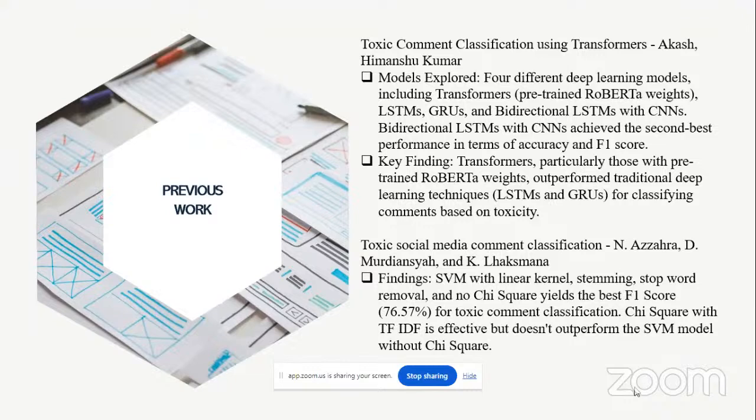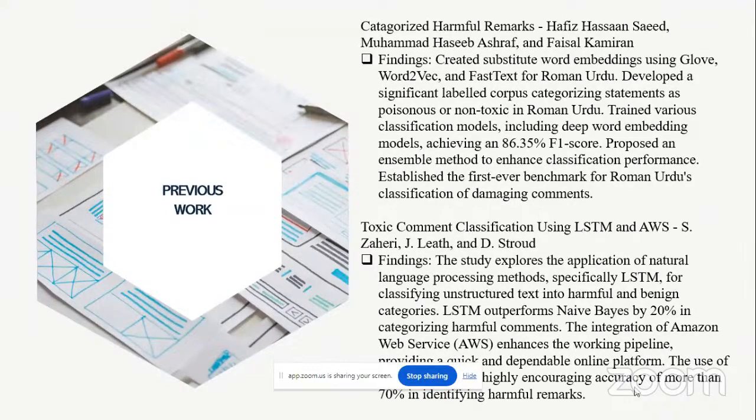For toxic comment classification, chi-square with TF-IDF is effective but does not outperform the SVM model without chi-square. Categorize harmful remarks, Hafiz et al. Findings: created substitute word embeddings using GloVe, Word2Vec, and FastText for Roman Urdu. Developed a significant level corpus. Categorized statements as toxic or non-toxic in Roman Urdu.